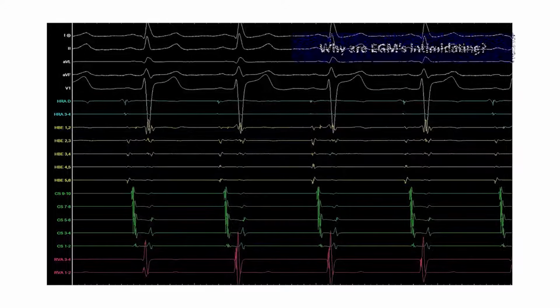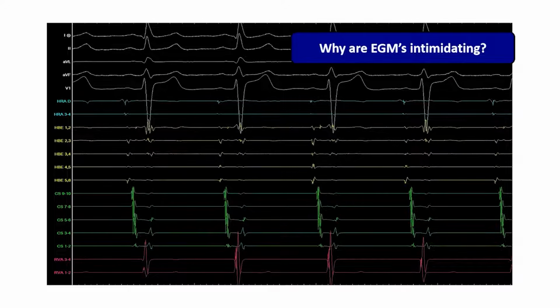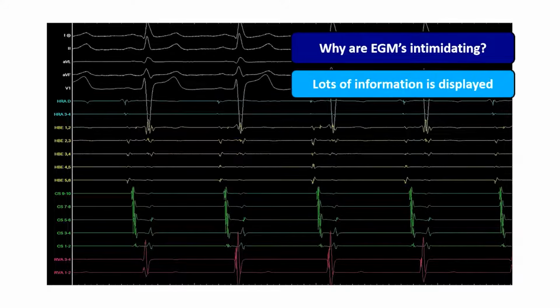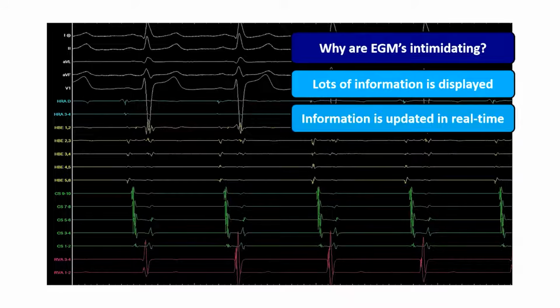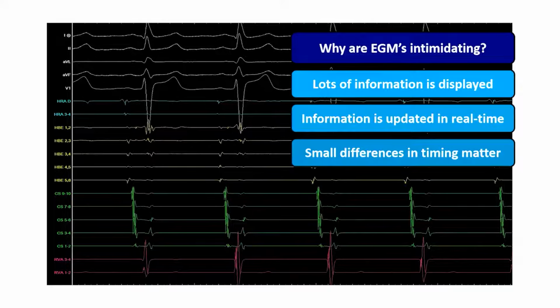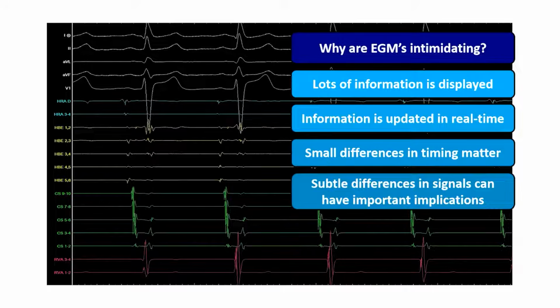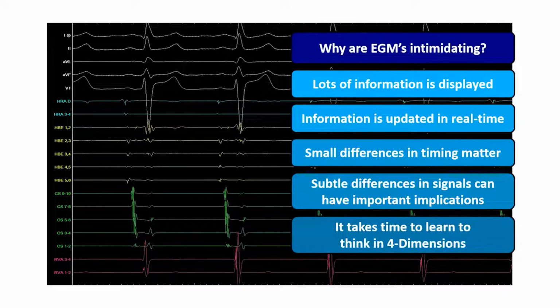So back to our electrogram monitor. Why are electrograms intimidating? Well, there's lots of information displayed. The information is updated live and in real time. This can be very daunting at first. Small differences in timing matter, and subtle differences in signal morphology can have important implications. And lastly, it takes time to learn in 4 dimensions.